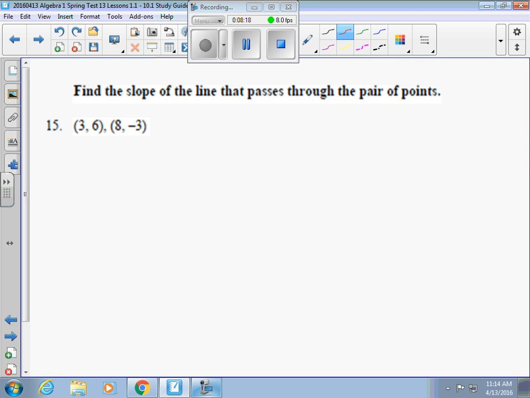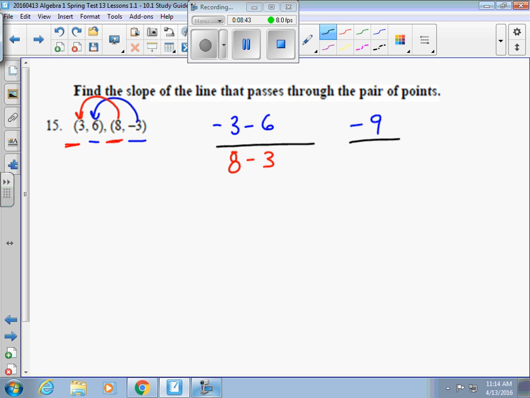Number 15 asks you to find the slope. Again, m is equal to y sub 2 minus y sub 1 over x sub 2 minus x sub 1. Your change of y, -3 minus 6, over your change of x, 8 minus 3. That is how you find the slope. -3 minus 6 is -9. 8 minus 3 is 5. Those don't simplify any further. Therefore, your slope is -9 over 5.